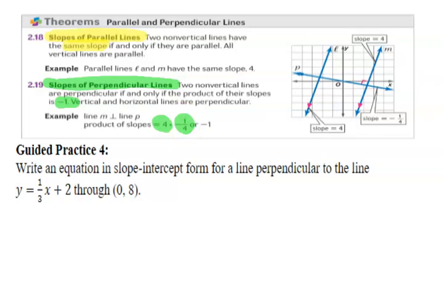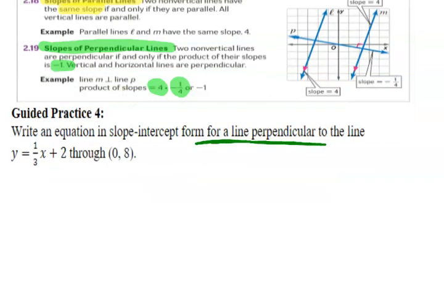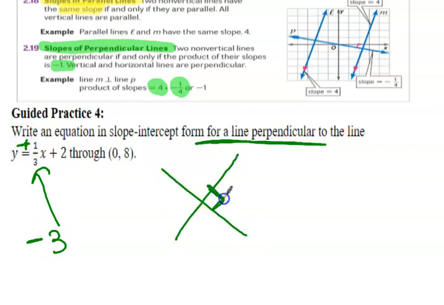So write an equation in slope-intercept form for a line perpendicular to the line y equals 1/3 x plus 2. So a line that's perpendicular. Okay, so if this slope is 1/3, well, what is the reciprocal of that? 3, and it's going to be negative. This is positive. I need one that's negative. Remember, perpendicular, I need to make that 90 degrees. So one is going to be a positive slope and one's going to be a negative slope. Okay, that's what we're talking about.